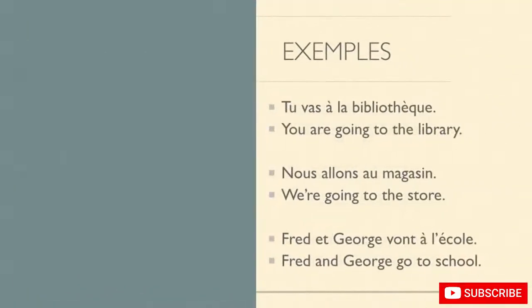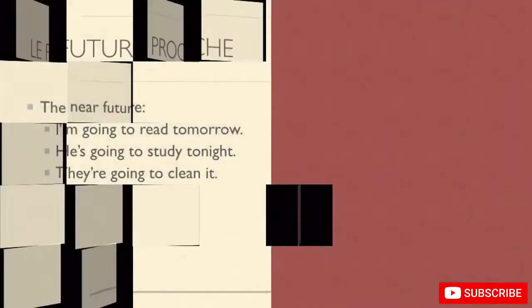So for example, tu vas à la bibliothèque. You are going to the library. Nous allons au magasin. We're going to the store. Fred et Georges vont à l'école. Fred and George go to school. Are going to go to school.